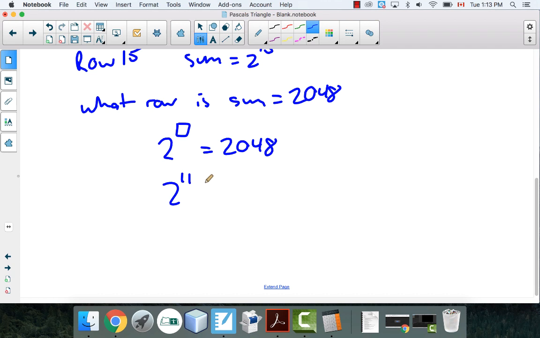So 2 to the 11 equals this. So therefore, it happened on row number 11. That's where that sum is. So that's all I would do in these questions here.